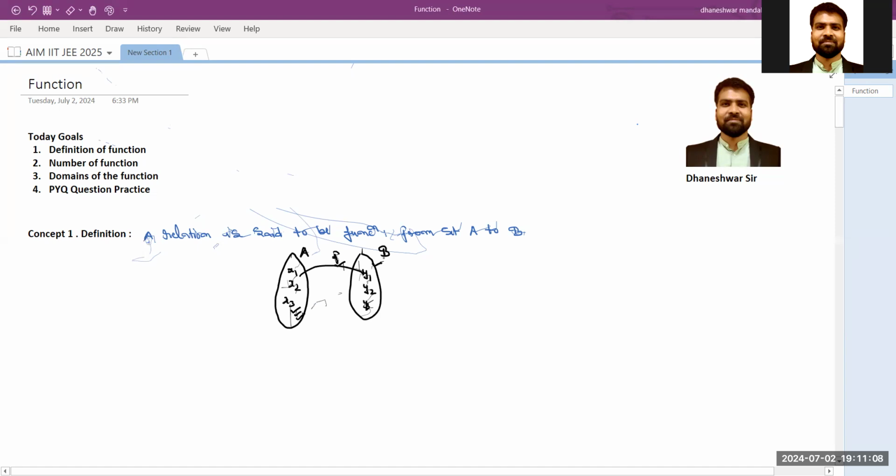A relation is said to be a function if every element of set A has at least one image in set B and only one image. So what is the first condition? At least one image in set B is there. And what is the second condition? Only one image is there. Okay. So we have to satisfy these two conditions for defining a function from set A to B.